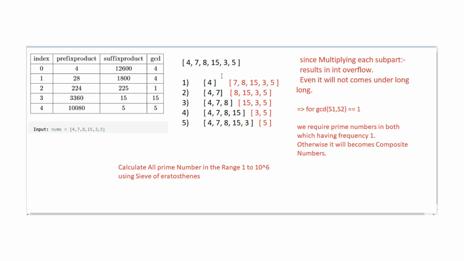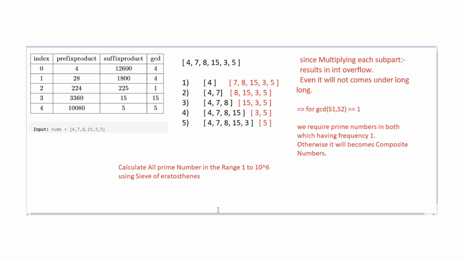If that value is already in the map, it means that number, or we can say its prime factors, has already come in part 1. Multiplying both numbers would give us a composite number, and this will not give us GCD equal to 1. So we simply return -1 in that case. But if the partition is valid, we will simply return that particular index. So here we have discussed the intuition.